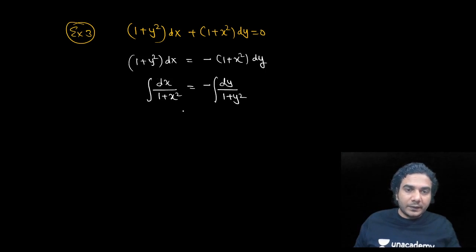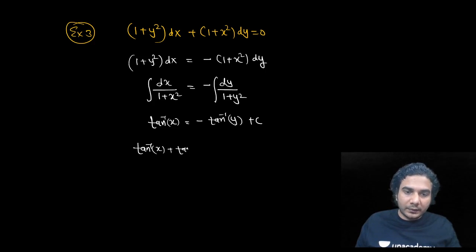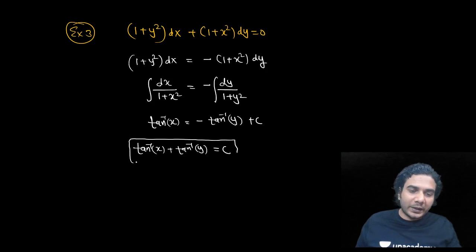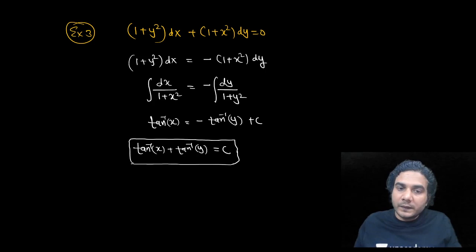By taking integration on both hand sides, the left hand side is tan⁻¹x, equal to -tan⁻¹y, that is the formula, plus c. So the final answer is tan⁻¹x + tan⁻¹y = constant. You can even apply the formula of tan⁻¹x + tan⁻¹y and separate the tan⁻¹ also. You can do some more manipulation depending on which form the answer is given in, so this might be given in the options. So you can answer this.